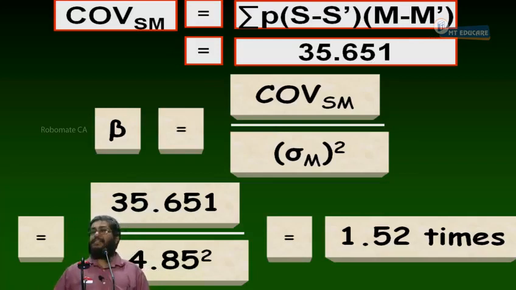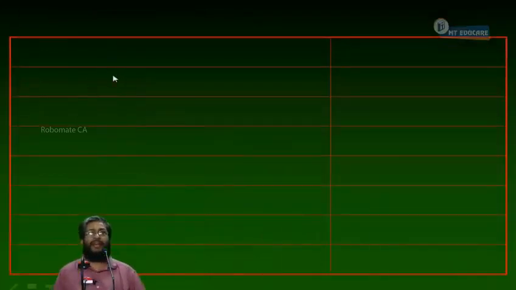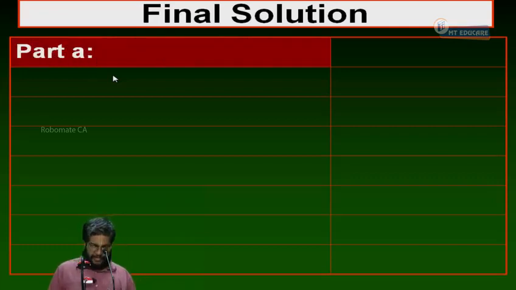Let's see the summary of the answer. Let's write down and then go for one small discussion. Okay, write down. Final solution. We have to answer the questions now. Final solution. Part A.